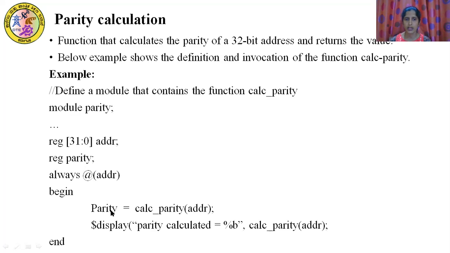So begin for always. So parity, this is the function invocation statement. Parity equal to, so this is the function name, calculate_parity, followed by the input arguments. Here, once the name is declared, implicitly a register will be declared in the name of the function. Next we have a statement to display the value of the address. That is $display, the system directive used to display the parity calculated. So the module ends with the keyword end.